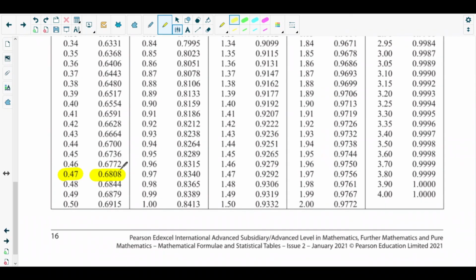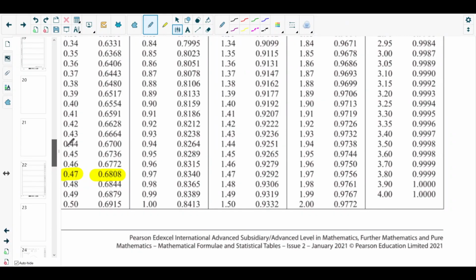We got 0.6808 here. Now let's check it using the calculator. Go to mode and then distribution by pressing 7, and then find normal cumulative distribution, that is the second option. The lower limit would be negative infinity, because we consider the area under the bell curve from negative infinity to the upper limit, square root of 14 over 8. Sigma is 1 and mu is 0.